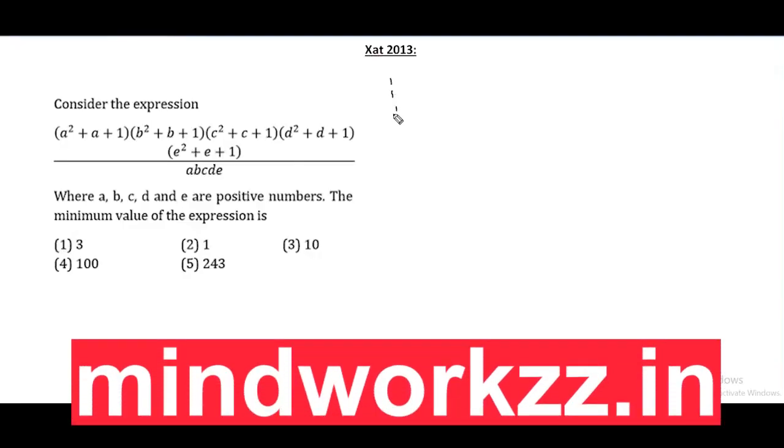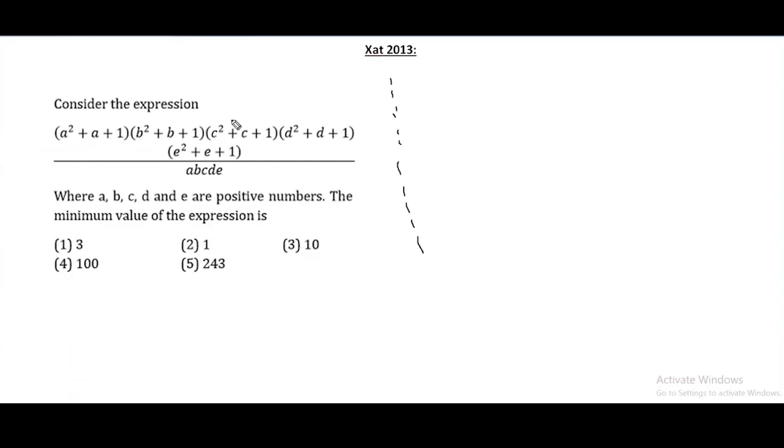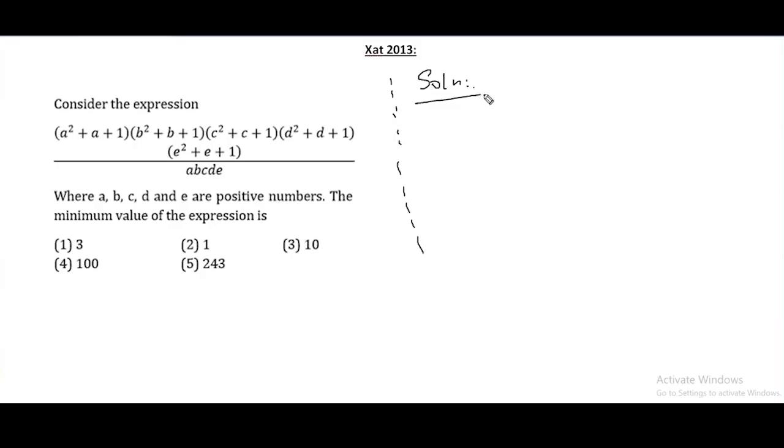Now let's check the solution if you're not able to get it. The question says consider the expression (a square plus a plus 1)(b square plus b plus 1) and so on, divided by a, b, c, d, e, where a, b, c, d, e are positive numbers. Find the minimum value of the expression. We have done a similar kind of question in our maxima minima algebra class, and if you do not remember, just look at the solution now.